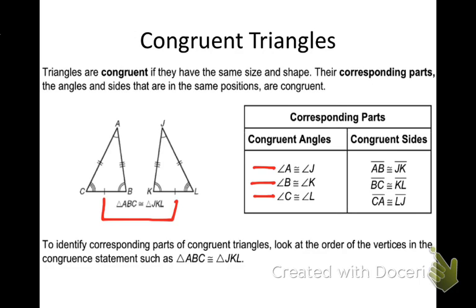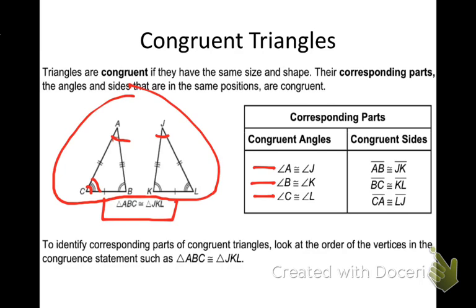Then the sides are the same too. AB is with JK. And if you look over at the congruency symbols, they would show as well. AJ has 1. CL has 3 there. So all those marks mean those specific ones are congruent. So recognize that.